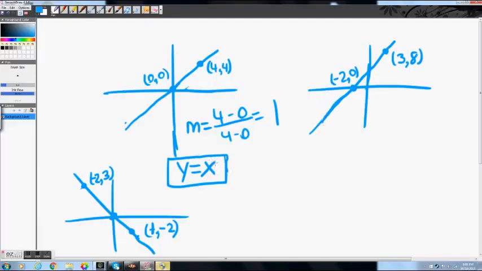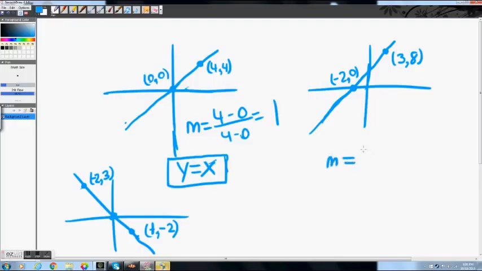So this is sort of the parent function, I guess you'd call it, for linear functions. It's unaltered. Its slope is the unit slope, meaning that it'll increase by 1 vertically as it increases by 1 horizontally, and it's not been shifted anywhere.